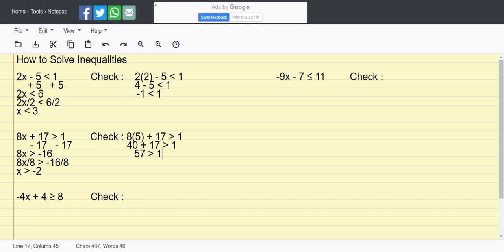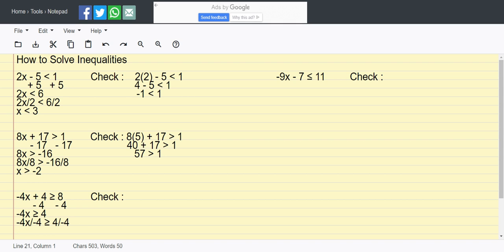Next inequality is negative 4x plus 4 is greater than or equal to 8. The first step is to subtract 4 from both sides to get rid of the positive 4. And then you will get negative 4x is greater than or equal to 4. And then you will divide both sides by negative 4. So negative 4x divided by negative 4 is greater than or equal to 4 divided by negative 4. And then x.